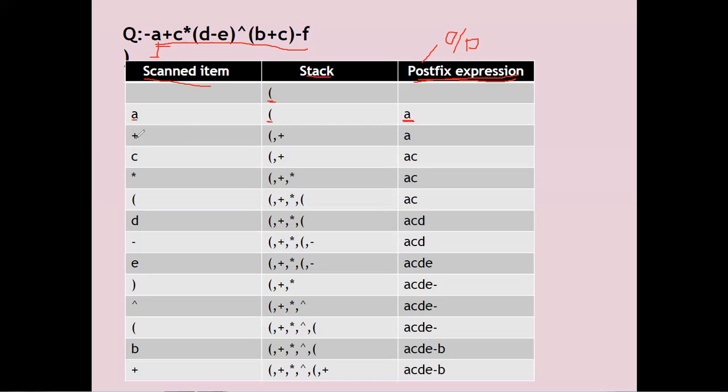After that, second is a plus. Plus is an operator. So no doubt, when an operator comes into the input string, it should be placed into the stack. So what went into the stack? The plus sign. The plus operator is pushed into the stack and the output string stays as it is, that is a. After that, c is present. Again there is an operand, so it is directly placed into the output screen, that is AC. And our remaining stack has the plus sign.